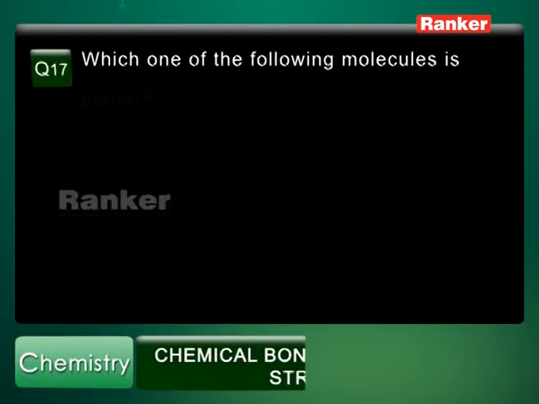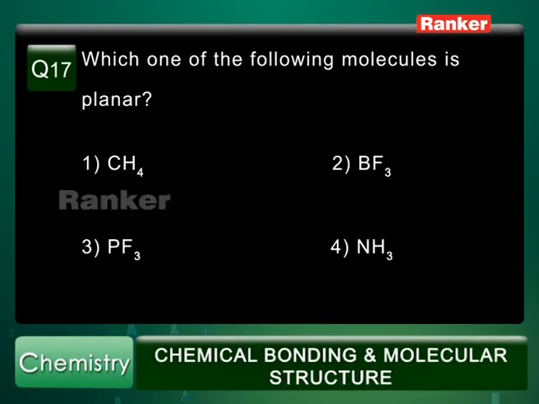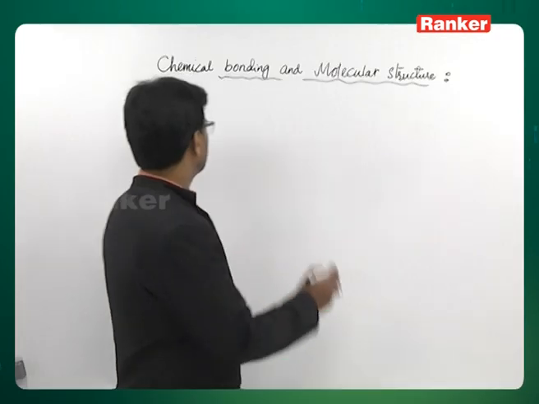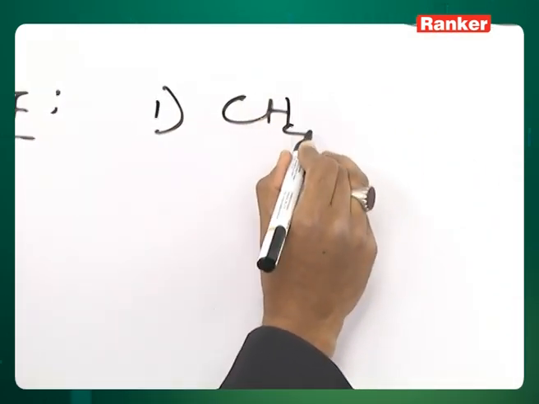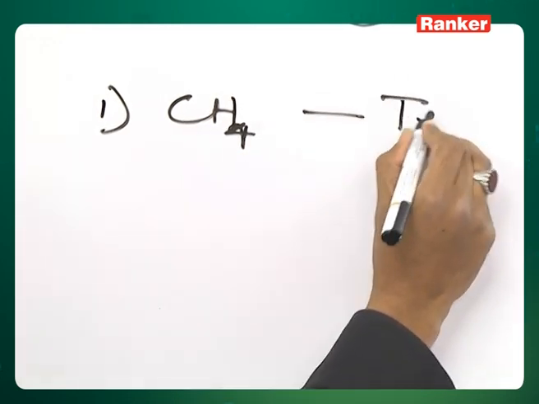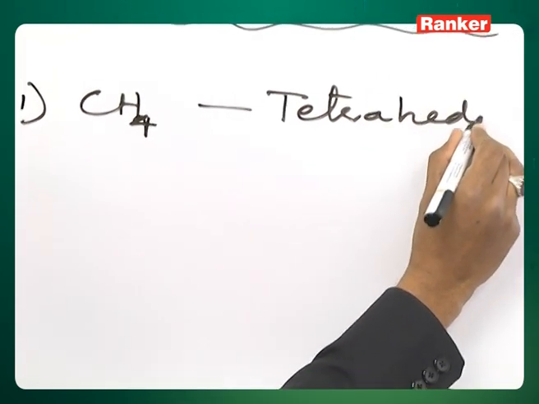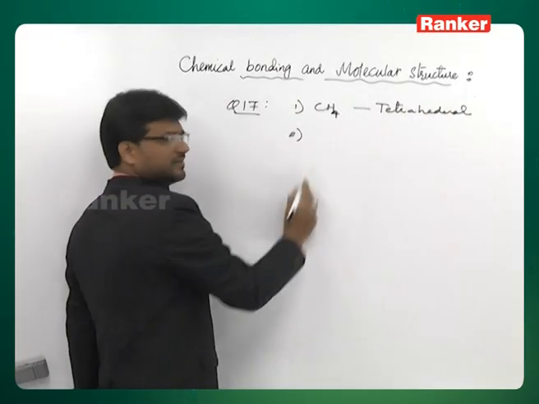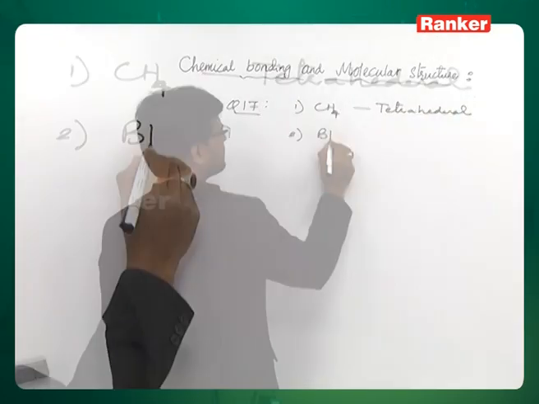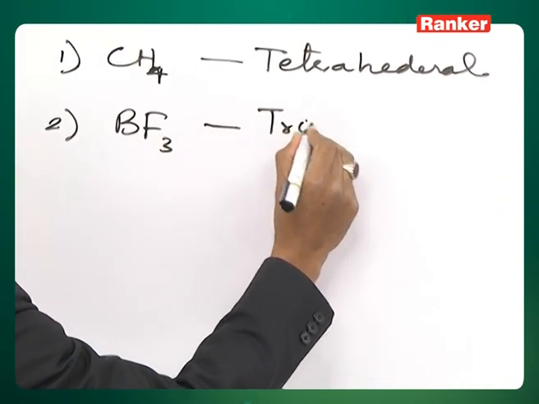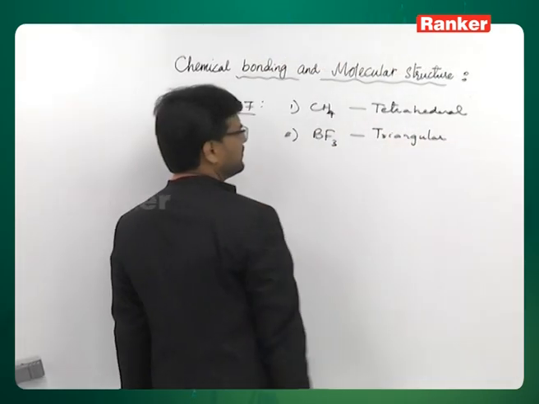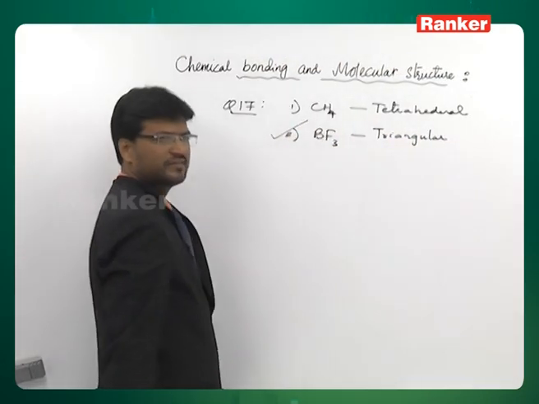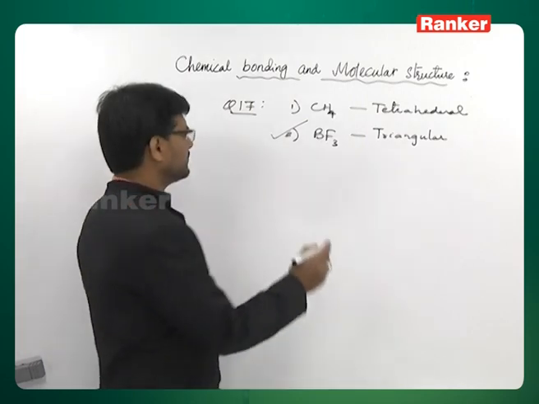Question number 17. Which one of the following molecules is planar? Options are CH4, BF3, PF3, NH3. CH4 is tetrahedral, so it is non-planar. BF3 is triangular. So, the correct answer is BF3, trigonal planar or triangular molecule.